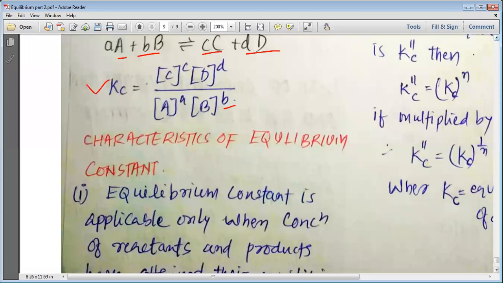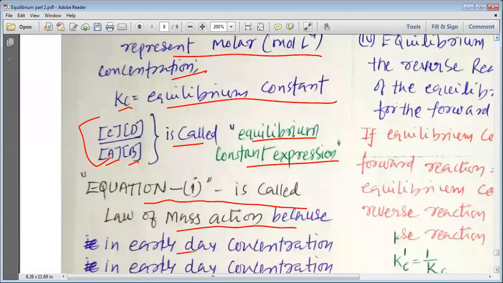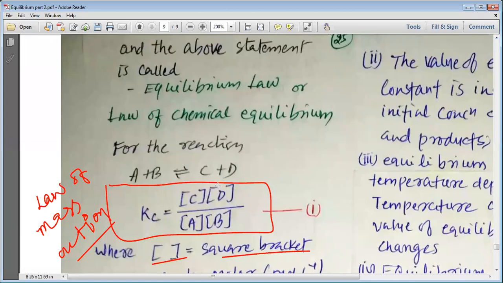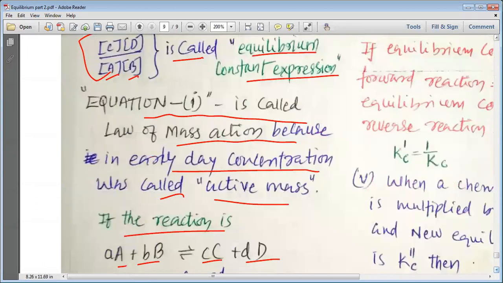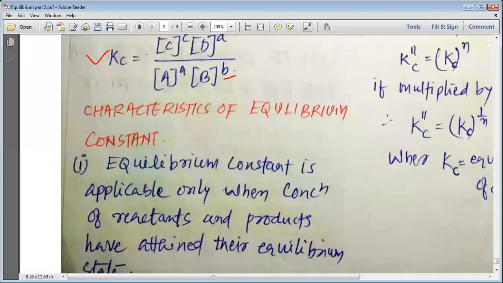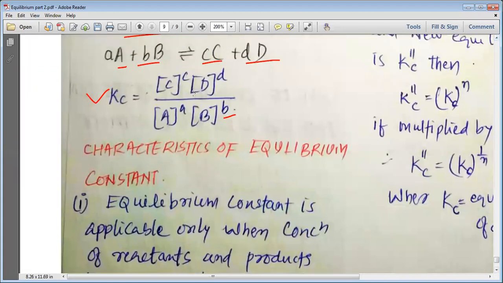As it was the ratio here, the stoichiometric coefficients were 1 here, so we put 1 as a power. But if there are stoichiometric coefficients available, we put those stoichiometric coefficients as a power into the law of mass action expression or law of equilibrium expression, and then we write Kc on the left hand side.